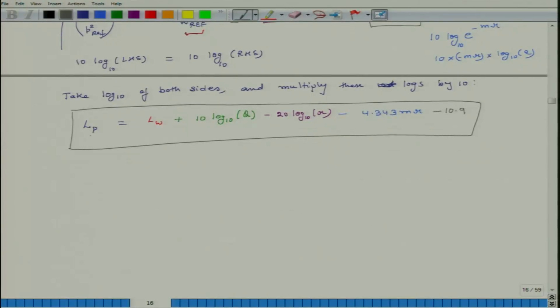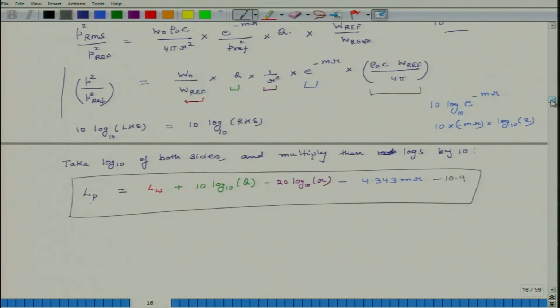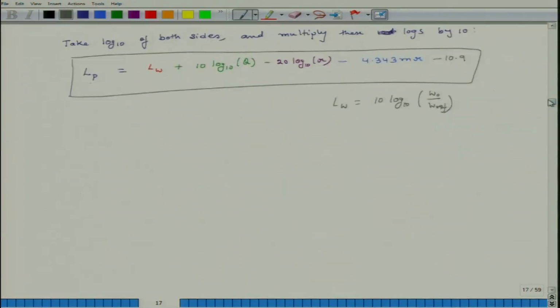And how do you calculate LW? LW equals 10 log of W naught by W ref. So, you can calculate the value of LP. This is how you calculate. If you have just one sound producing object in free space, then at a distance r away you can calculate the value of LP using this longish relationship.